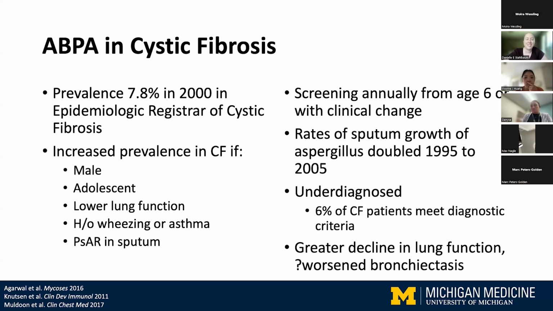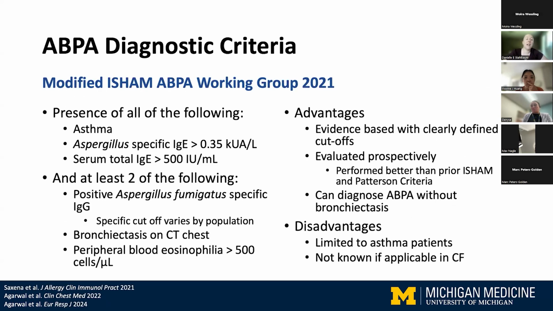I don't see cystic fibrosis patients personally, but I'd be interested to see with my CF colleagues whether they're actually doing this screening annually or if it's more just if there's change in symptoms. Patients with cystic fibrosis and ABPA do have a greater decline in function and potentially worse bronchiectasis compared to those without. So diagnosing ABPA has evolved over the past couple of years.